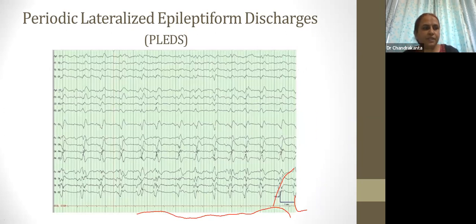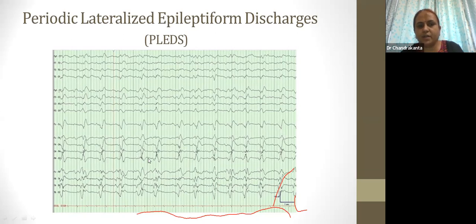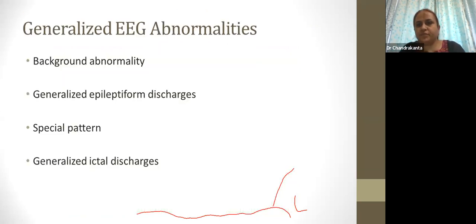Then there can be periodic lateralized discharges. You must have heard this name in herpes encephalitis. So what is periodic? Periodic means that your spike wave or the abnormality is coming at a regular interval. And what is lateralized? That it is lateralized to one side. So periodic lateralized epileptiform discharges we often get in herpes encephalitis, but we can get them in other conditions also. So these were the focal abnormalities.